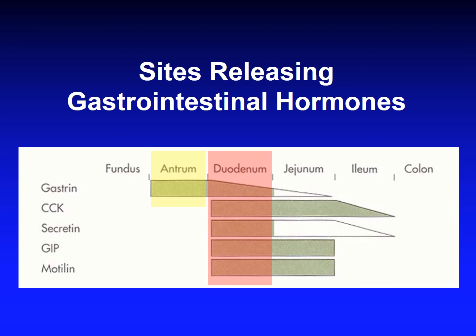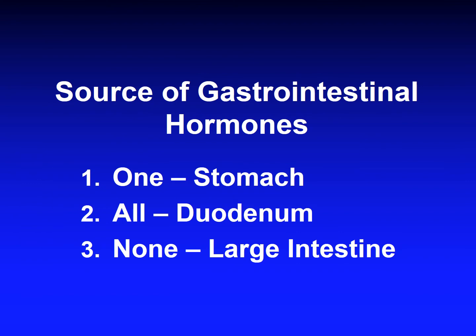None. But all of them are released from the duodenum, and one of them is released or secreted from the antrum of the stomach. One is from the stomach, all from the duodenum, none is from the large intestine. The one from the stomach is gastrin. All of them are secreted from the duodenum: gastrin, cholecystokinin or CCK, secretin, gastric inhibitory peptide or GIP, and then motilin. None of them is secreted from the large intestine.